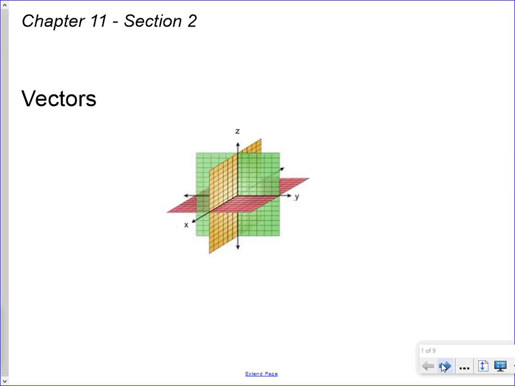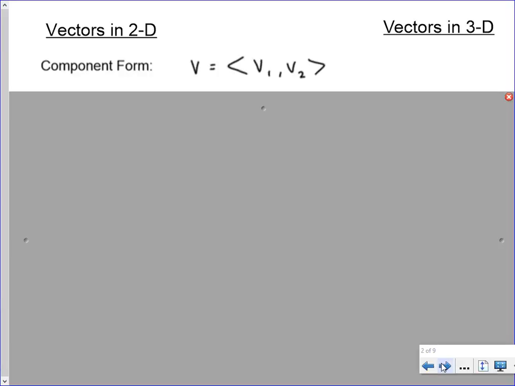So the first slide, I'm going to start with component form for a vector. Okay, we would like all vectors to be in component form. And if you'll remember back in chapter 6, when we first started talking about vectors, we said vectors are basically like directed line segments. They have magnitude and they have direction to them.